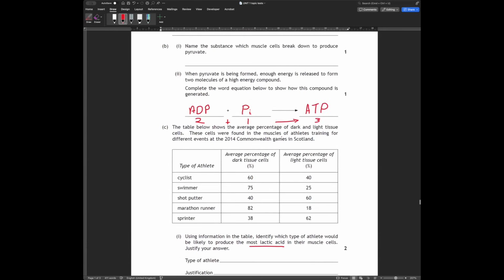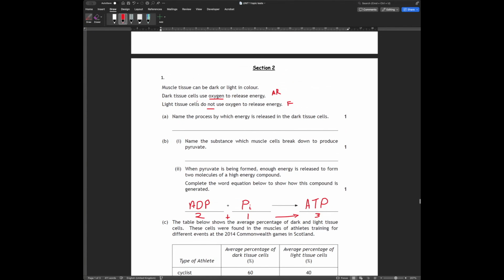Okay, so we need to go back to our information at the top for this one. Dark tissue cells use oxygen, aerobic respiration. Light tissue cells do not use oxygen, fermentation. So if we're looking at which one would produce the most lactic acid, that's going to be through the process of fermentation. That's what produces lactic acid, not aerobic respiration. So fermentation is related to our light tissue.